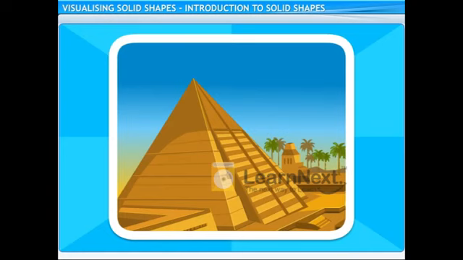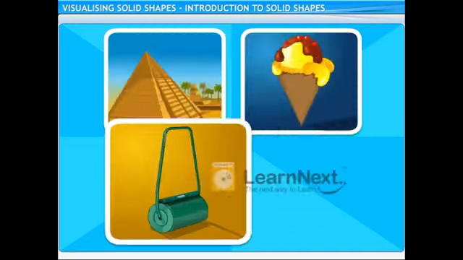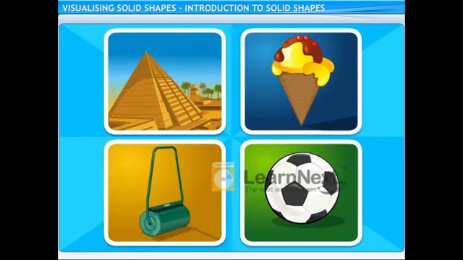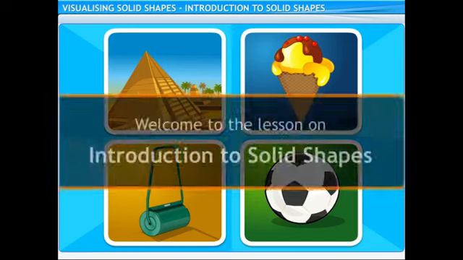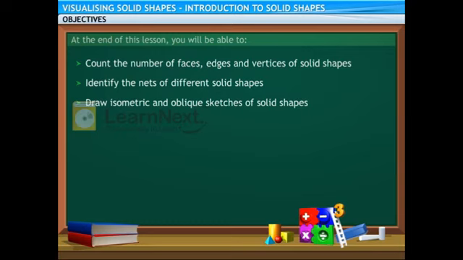Similarly, the pyramids of Egypt, a waffle cone, a lawn roller, a football, to name a few, are all examples of 3-dimensional solid shapes. Welcome to the lesson on Introduction to Solid Shapes. At the end of this lesson, you will be able to count the number of faces, edges, and vertices of solid shapes. You will also be able to identify the nets of different solid shapes and draw isometric and oblique sketches of solid shapes.